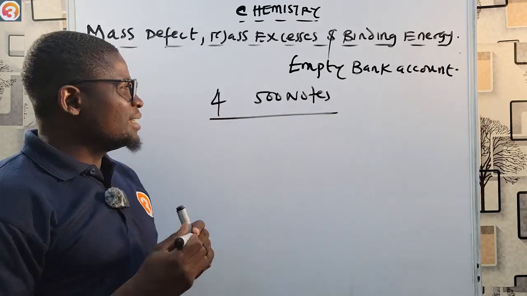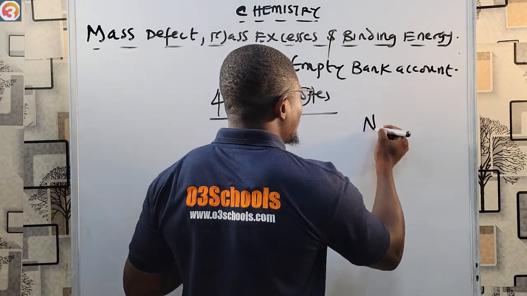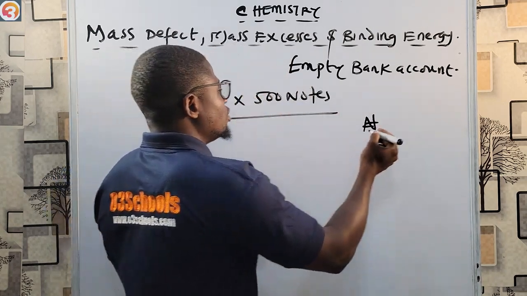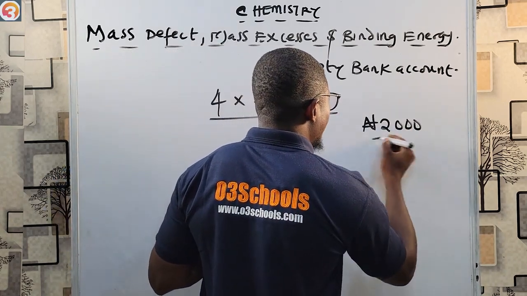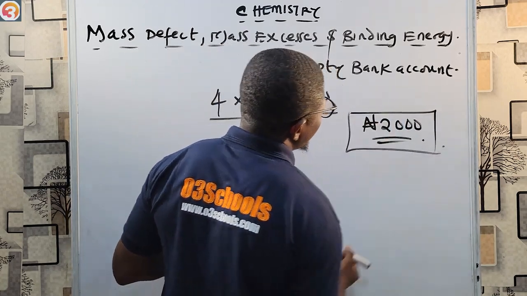So that means you'll be expecting to have how much in your bank account? You're supposed to have four times 500 naira notes, which is 2,000 naira. This is what you are expected to have in your account.